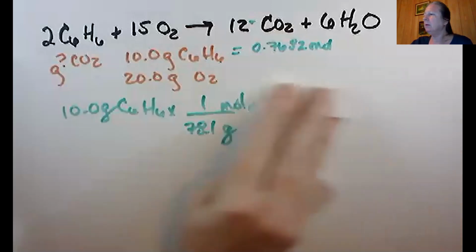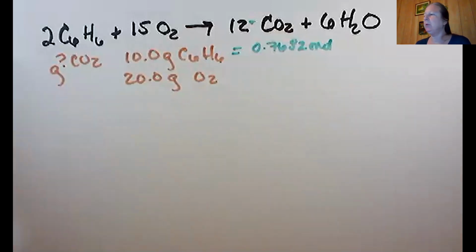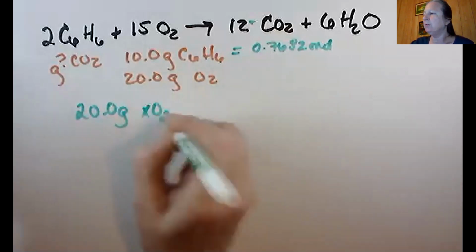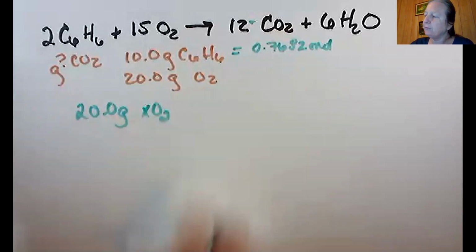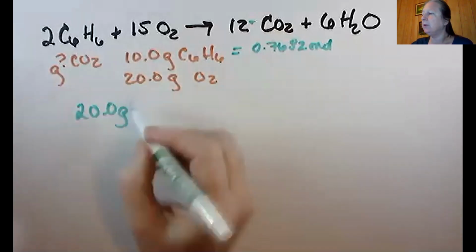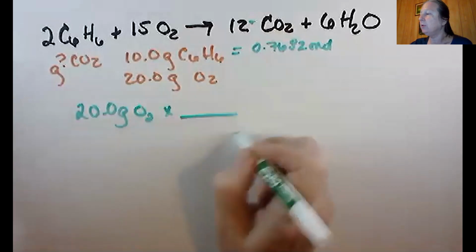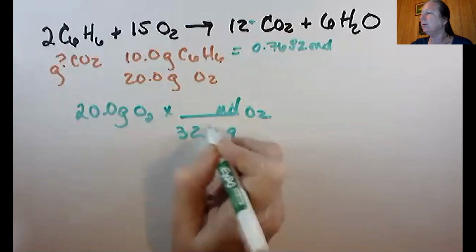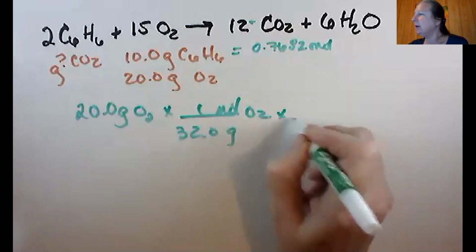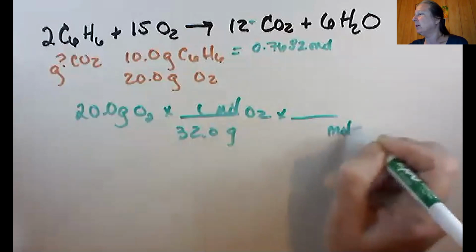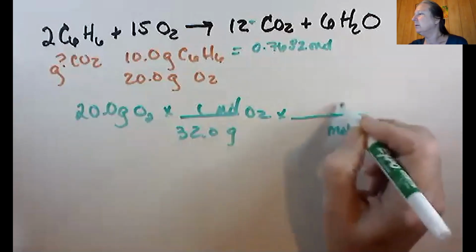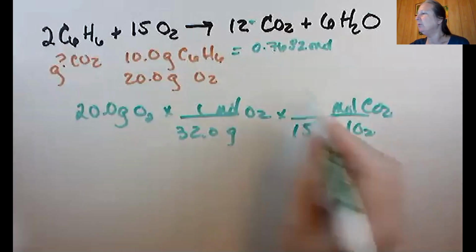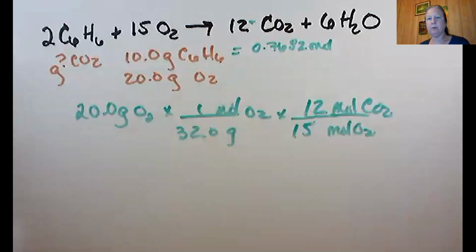Okay. So how much can be made with the oxygen? 20 grams of oxygen. My brain's getting ahead of itself. Times, I'm going to convert to moles. And it's 32.0 for 1. Go ahead and convert, and let's just see how many moles of carbon dioxide are made. Fifteen moles of oxygen for every 12 CO2. Do the math.